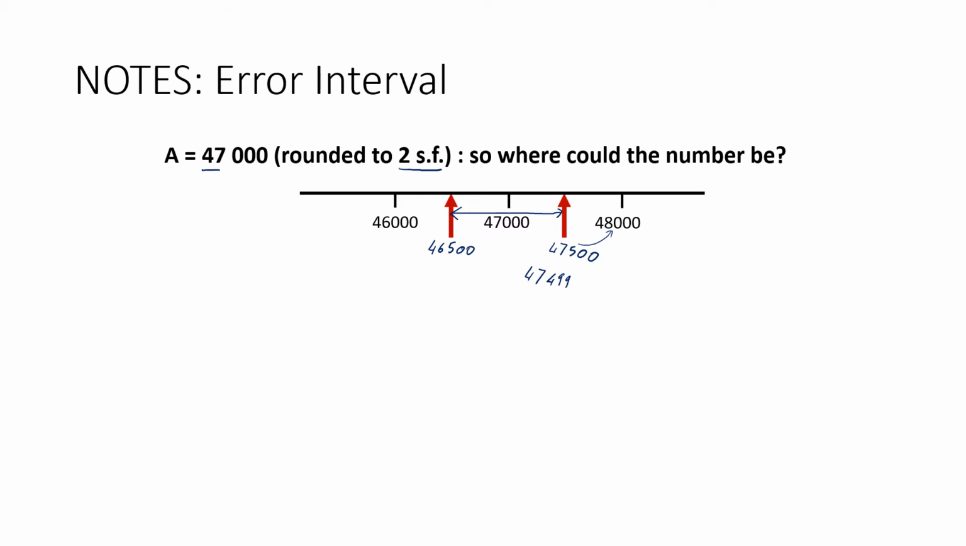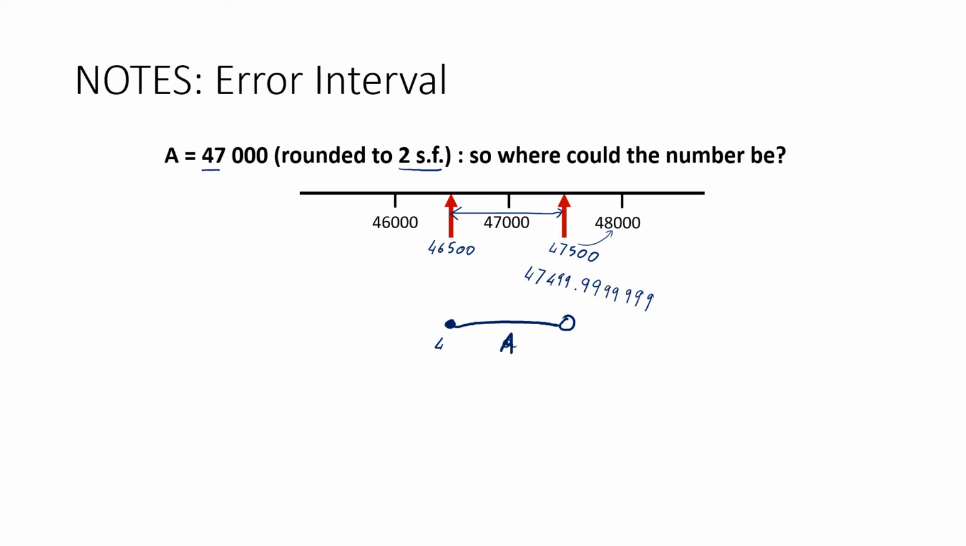Yes, but is that the biggest number that would round to 47,000? No, because 47,499.9 would also round to 47,000. And so on, we could keep on adding nines. They will always round to 47,000. So the convention is to say that our error interval starts at 46,500. Any number from 46,500 will round to 47,000, up to the point of 47,500, but excluding 47,500. So here we have where the number A could have been in the first place.